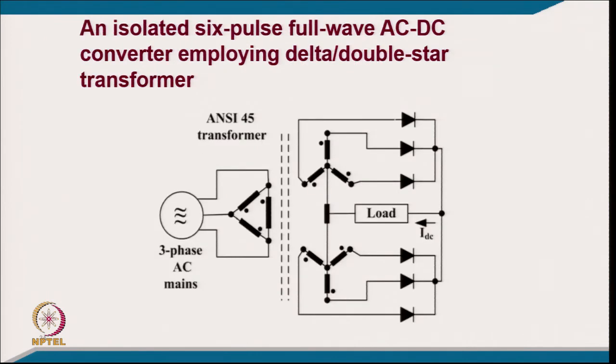A typical example: here is a 6 pulse converter, where we are using a primary delta and a secondary double star, which converts a 3 phase supply into a 6 phase supply, because it is a 6 pulse converter. For each pulse you require 1 phase, and you have the same number of devices. Here, the current flowing into the load comes only through one diode.